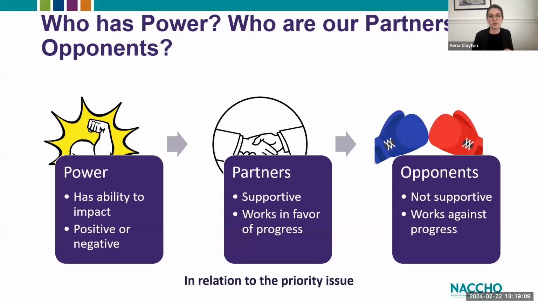So the last thing I'll note here is that all of this is taken into account based on the priority issue you're trying to address. So power here is contextual. It's not who has power in the community overall, but who's really going to have power related to this specific issue.